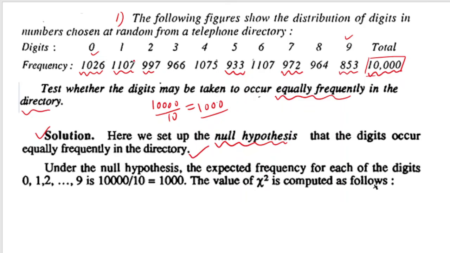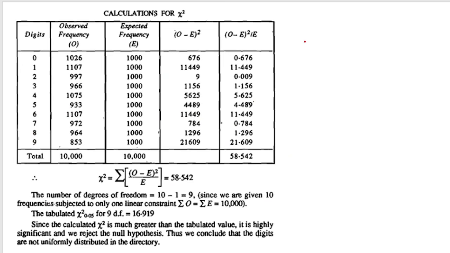I will assume that all the digits occur equally frequently. So under the null hypothesis, the expected frequency of each of the digits from 0 to 9 should be 1,000 times. So how will the chi-square be calculated? To calculate chi-square, as we know the formula of chi-square, it is the summation of (Oi minus Ei) squared divided by Ei, where i varies from 1 to n. We have 10 digits here, so the n value is equal to 10.